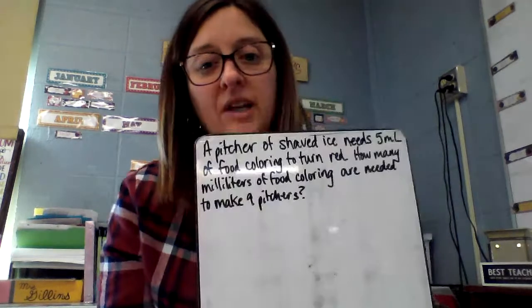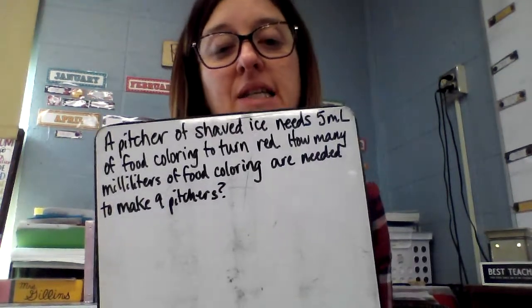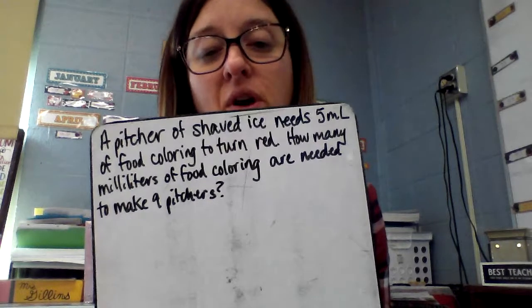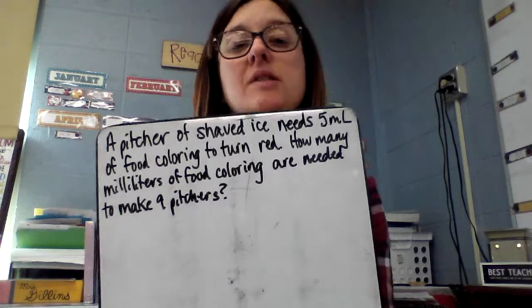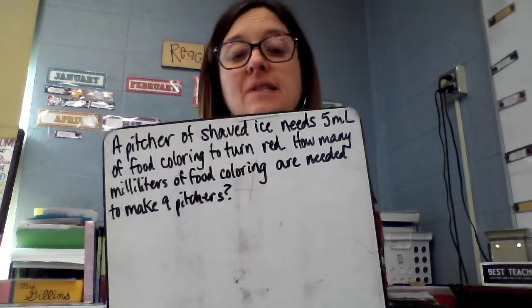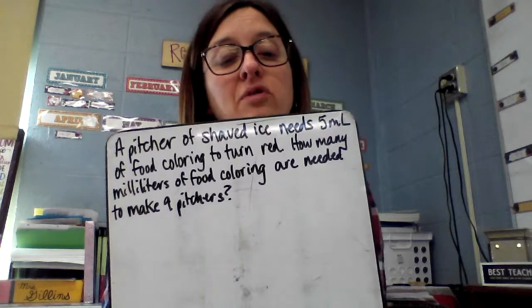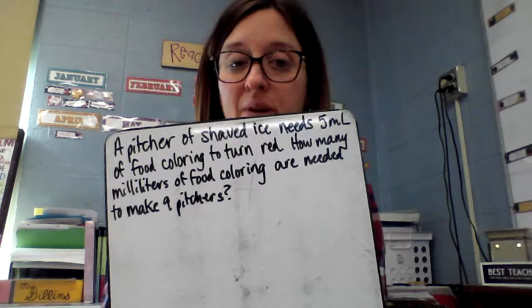Okay, let's take a look at another example of a problem. A pitcher of shaved ice needs 5 milliliters of food coloring to turn red. How many milliliters of food coloring are needed to make 9 pitchers? So let's go back and look for what we already know. A pitcher of shaved ice needs 5 milliliters of food coloring to turn red. How many milliliters of food coloring are needed to make 9 pitchers?